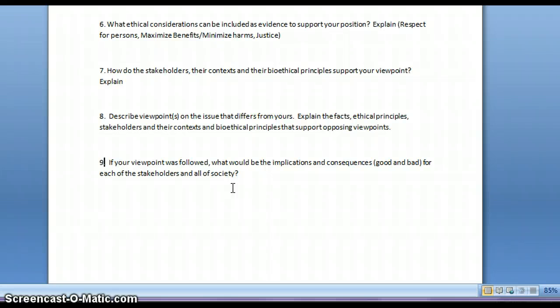And what are the bad? There's going to be consequences to any viewpoint. So you have to discuss the good and the bad of your viewpoint if your viewpoint was the one that society chose to go with. So again, you need to think through that. If the only thing you can do is take your viewpoint and say, my viewpoint is the best viewpoint and only good things are going to happen, that's not a good critical thinker. The key is that you can look at the weaknesses. You can see the weaknesses in your viewpoint.